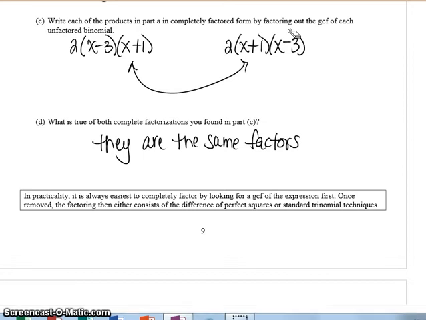All right, the last little blurb box here. In practicality, it is always easiest to complete factoring by looking for the GCF first. That's huge. So pay attention. You always want to factor out a GCF first. It says once removed, then the factoring then either consists of a difference of a perfect square or a trinomial.